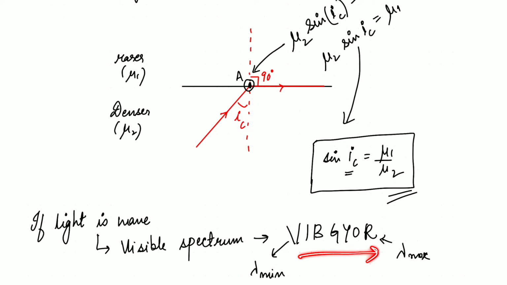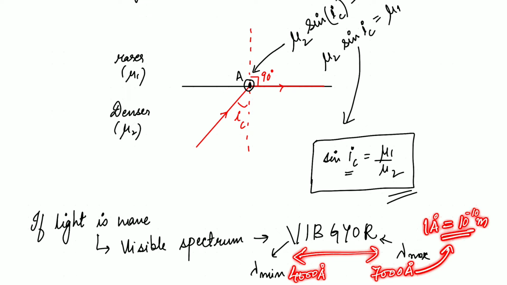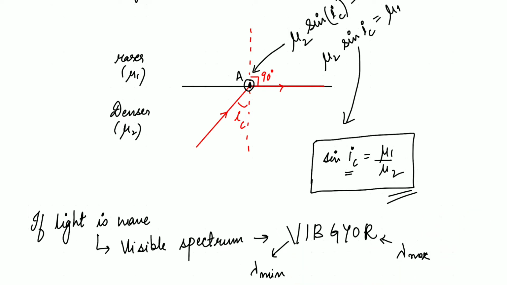The range of their wavelength is approximately from 4000 angstrom to 7000 angstrom. Now what is this angstrom? 1 angstrom is basically equal to 10 to the power minus 10 meter. It is very small. Obviously we are talking about light, so it has very small wavelengths. You can see if I go in that direction, the wavelength is increasing. That means your violet color will have the lowest wavelength and your red will have the highest wavelength. I hope that is understandable, right?